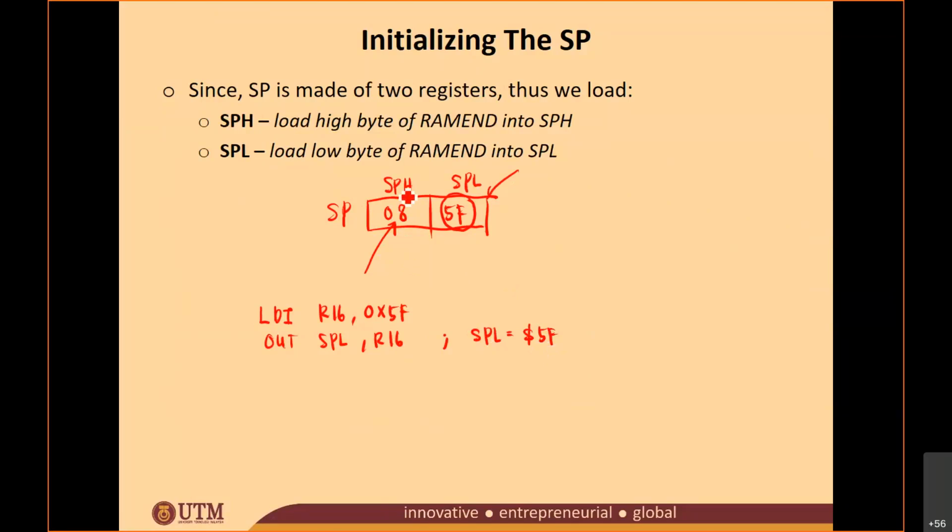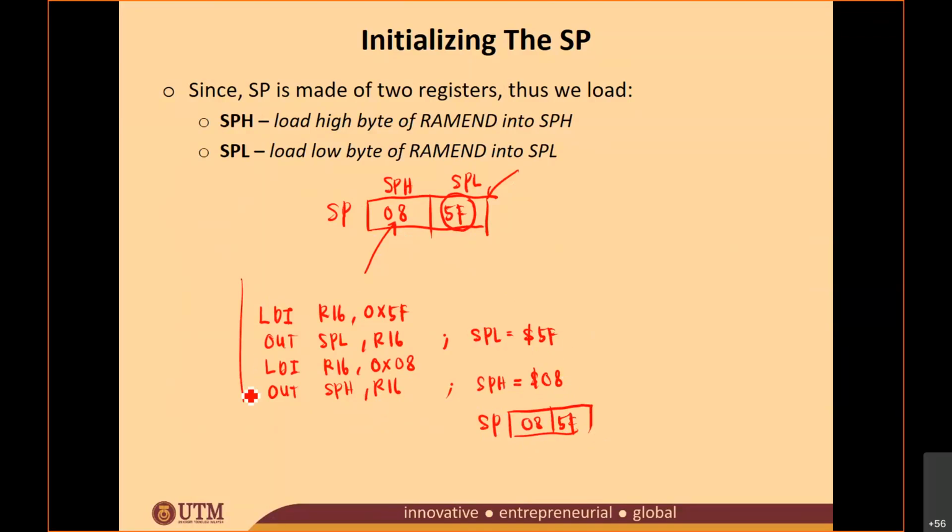Next, you are going to put 08 into your SPH. How to do that? By using LDI R16, 0x08 and then OUT SPH, R16. So what happened here? After you execute this line, SPH will have value 08. So automatically your stack pointer now points to address 085F. Every time you see this 4-line code here, you know that this is to initialize your stack pointer.